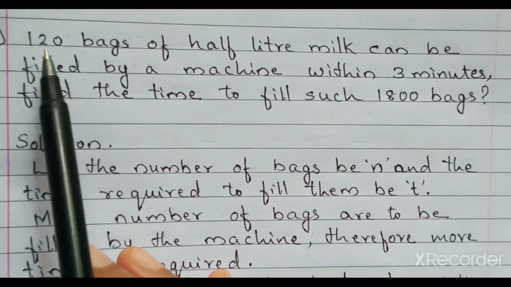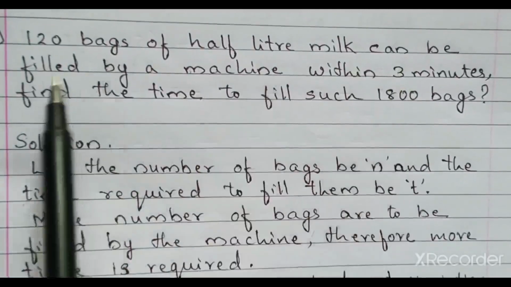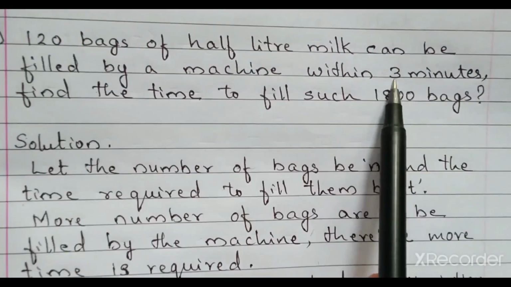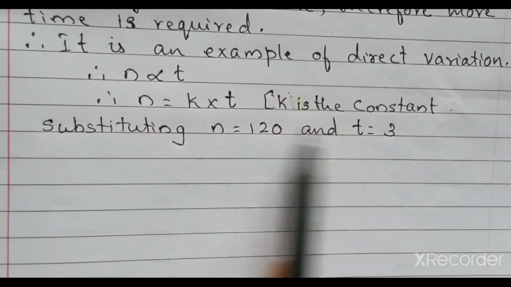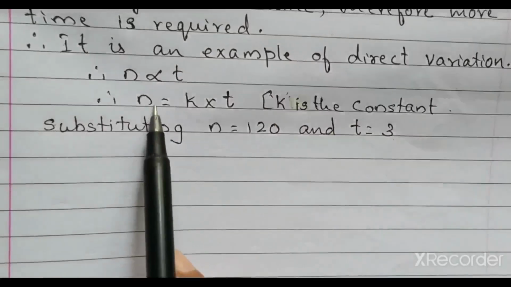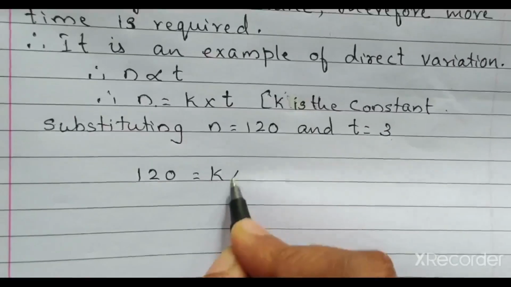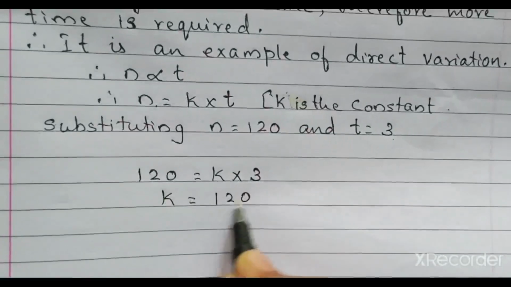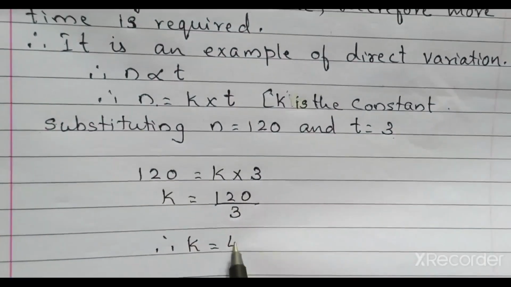Now it's given in the question 120 bags are filled in 3 minutes. That means when n is equal to 120, t is equal to 3 minutes. So using this we can find the value of k. Now substituting n is equal to 120 and t is equal to 3 in this equation, we get 120 is equal to k multiplied by 3. So k is equal to 120 divided by 3. Therefore k is equal to 40.